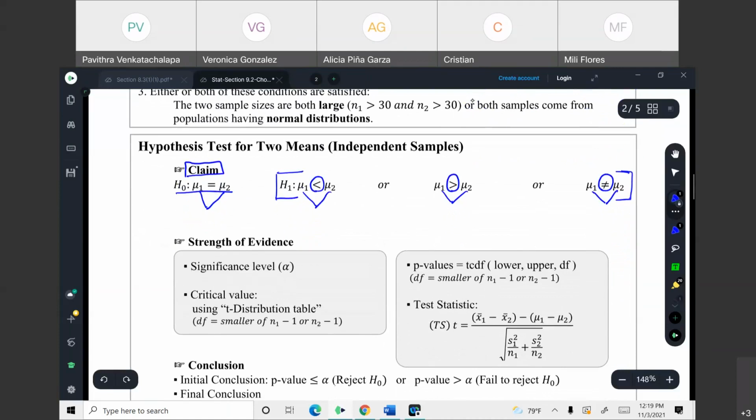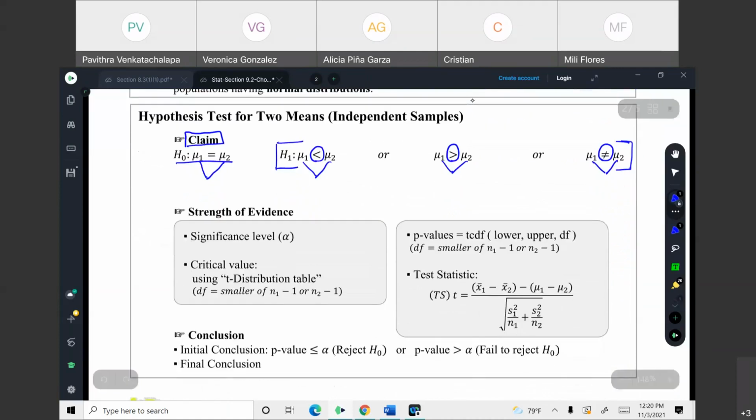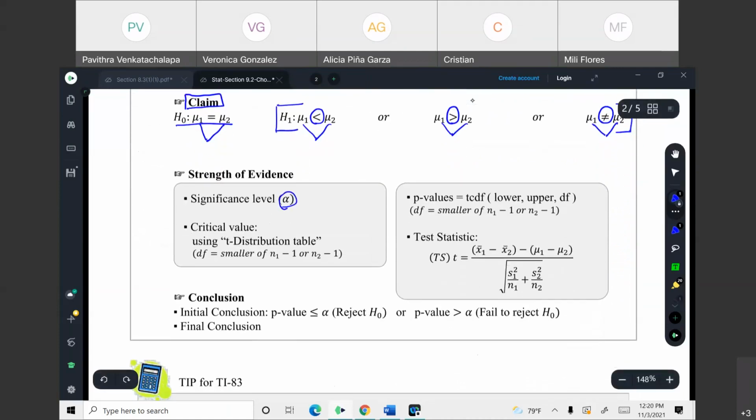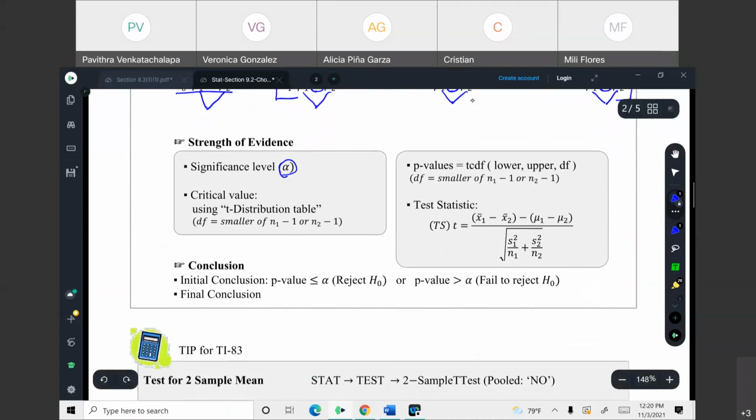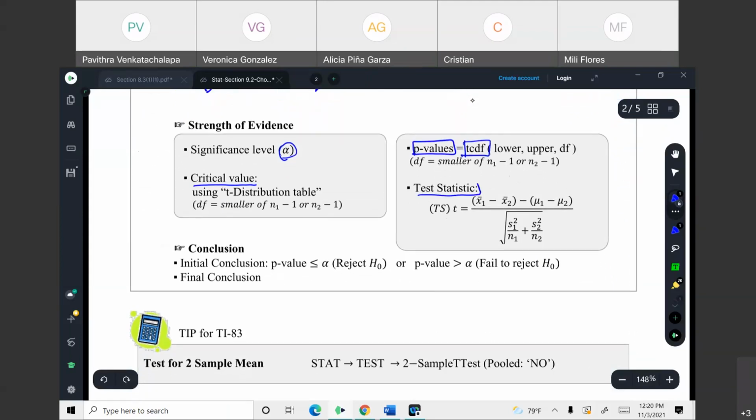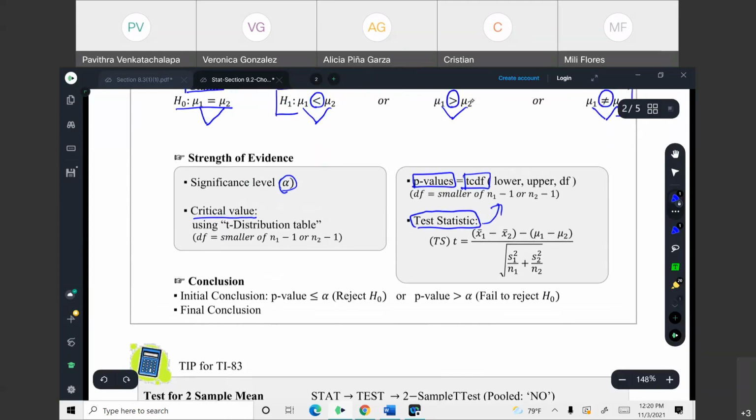Okay, now after this, next step is to find the alpha. So you do not have to find that because it will already be given in your problem. Okay, now next thing is to find critical value, and after that you will be finding p-value, which is the area, and you can use TCDF in your calculator, and after that you will be using the statistic. Okay, because this is like this. First test statistic and then you find p-value.